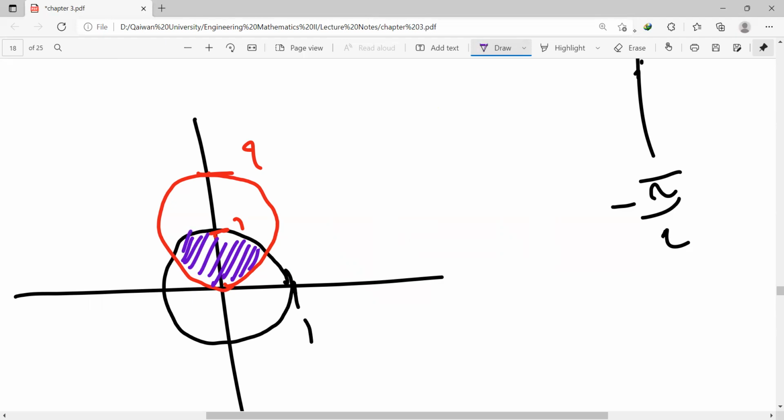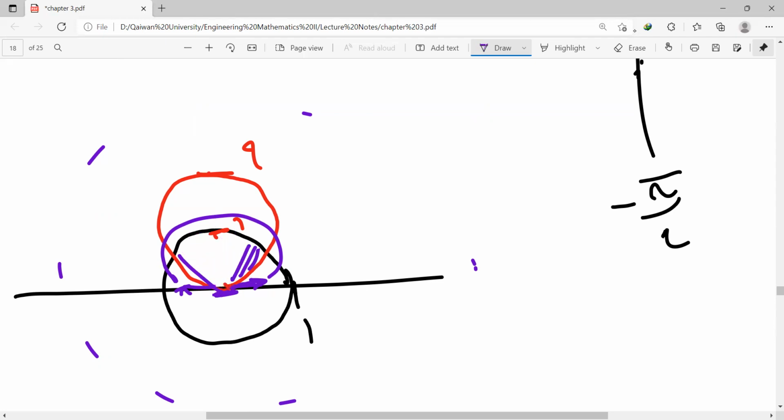Starting from 0, that's angle 0 to where? To pi. And r is going from 0 to 1. This is r and this is theta. Theta is going around this. And r is going from 0 to where? To here, to here, to every point on the region.